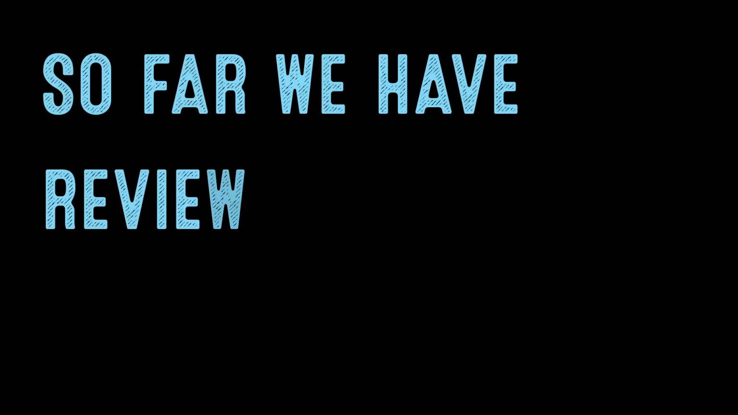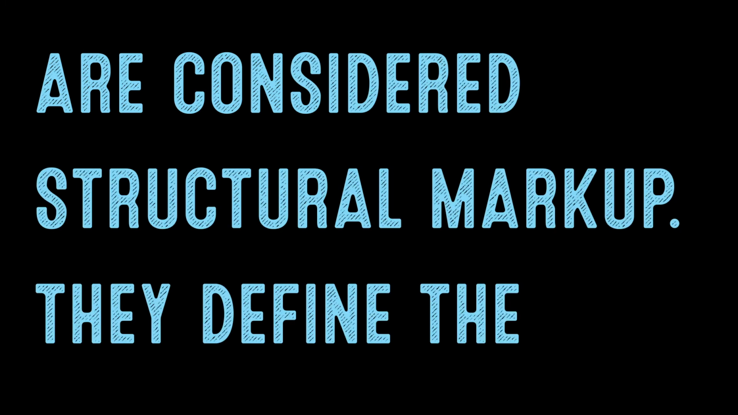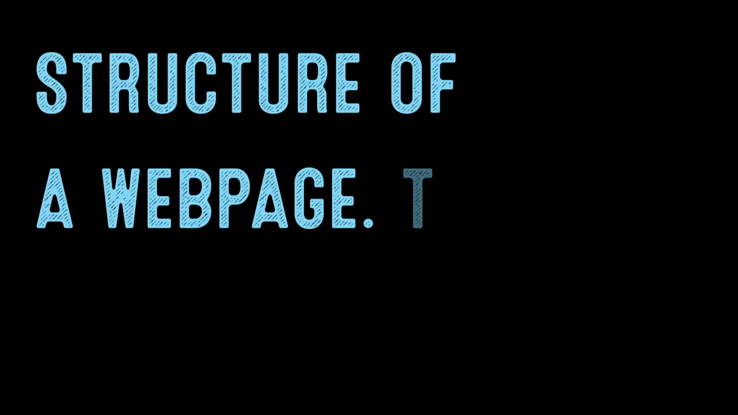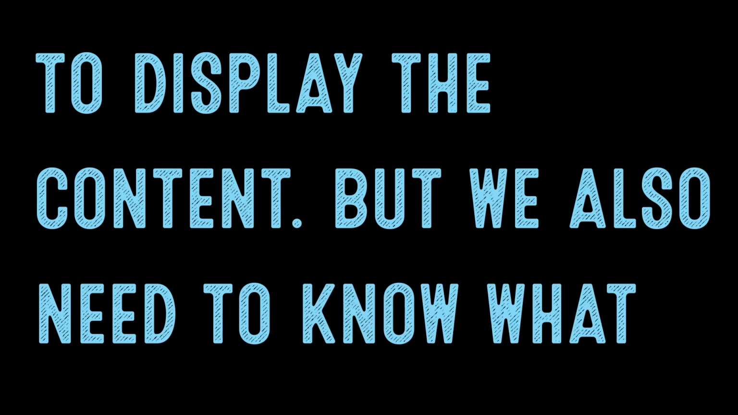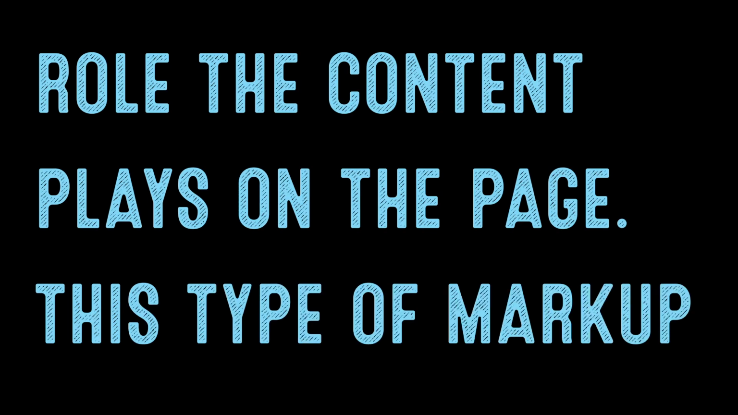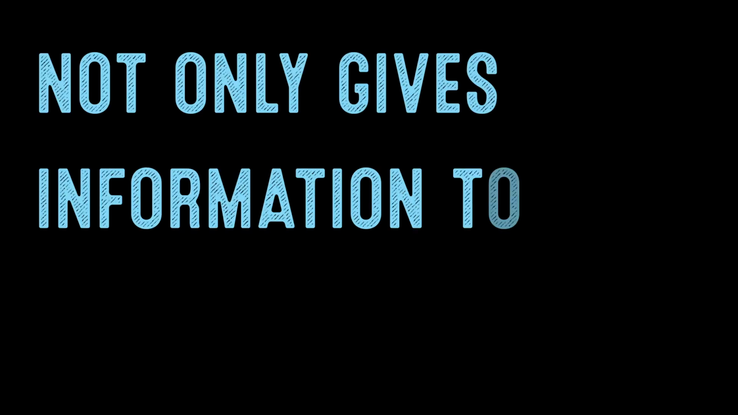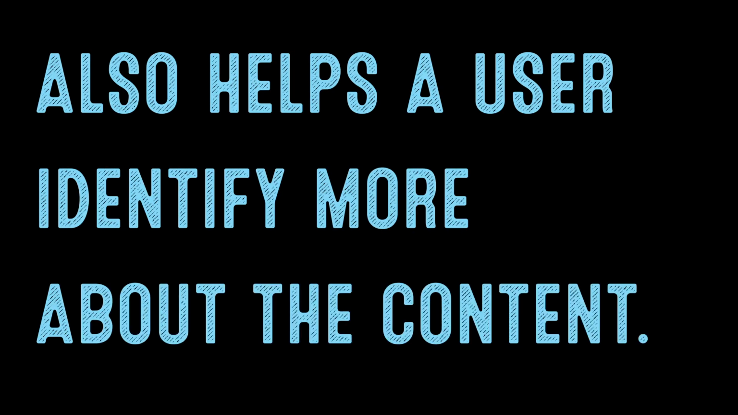The weekly code quiz. So far we have reviewed examples of elements that are considered structural markup. They define the structure of a web page. They tell the browser how to display the content. But we also need to know what role the content plays on a page. This type of markup not only gives information to the browser, but it also helps a user identify more about the content. What is this type of markup called?